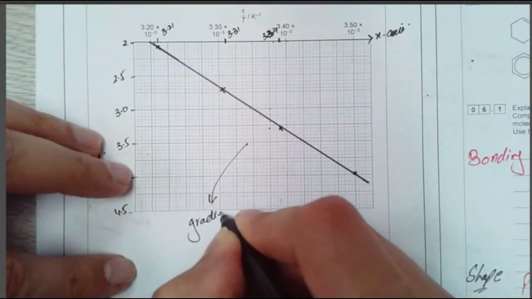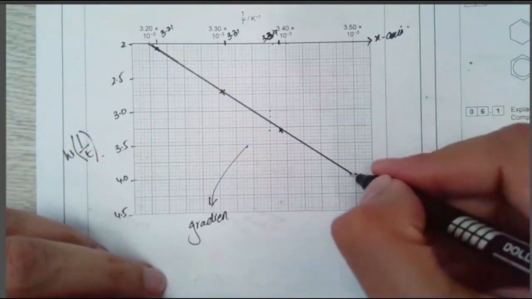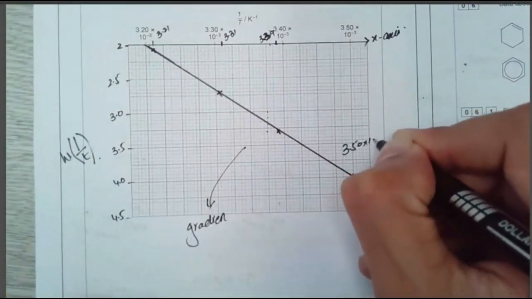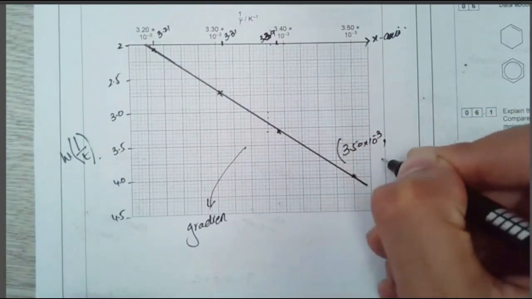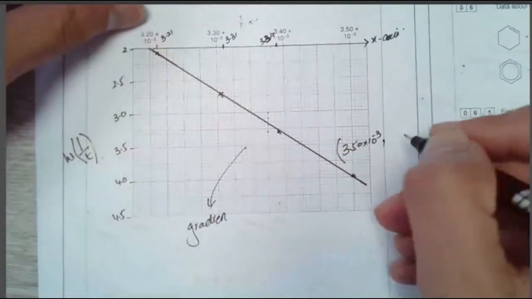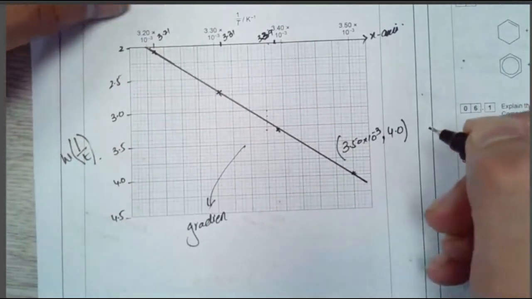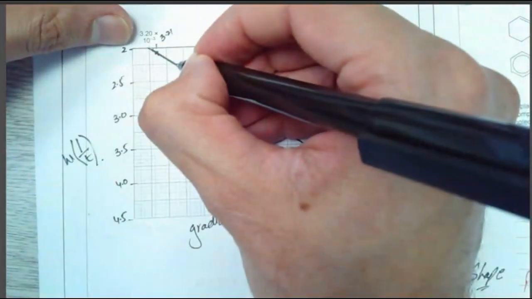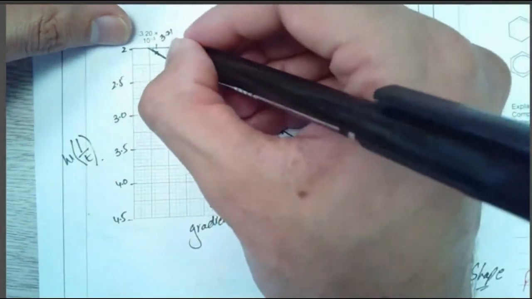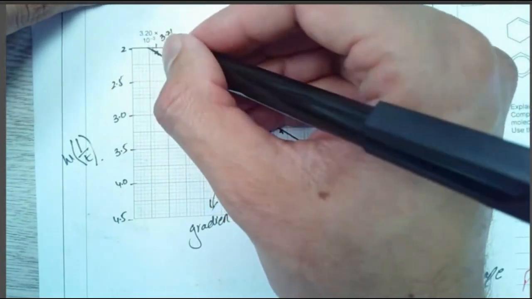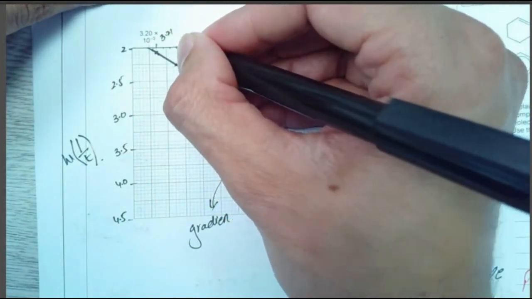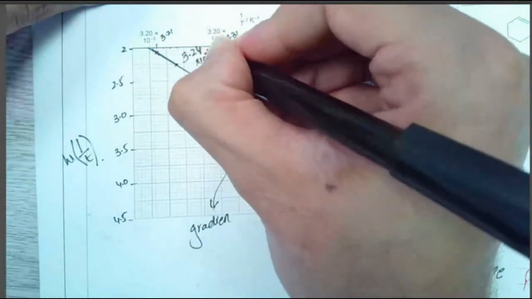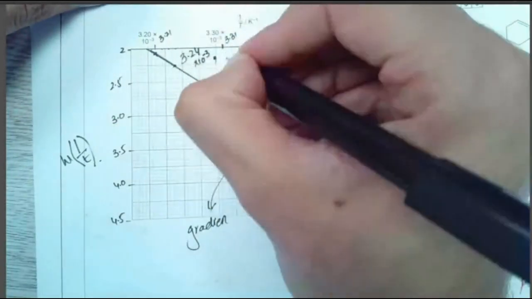My gradient of this graph, to work out the gradient, I need to pick up two values. So I can pick up this value, which was x was 3.50 times 10 to the power of minus 3. This is my x, and my y was, let's say this is 4.0. Then for the other value, I can pick up this value here. This is 3.2, 1, 2, 3, 4. 3.24 times 10 to the power of minus 3, comma, it will be 2.25.